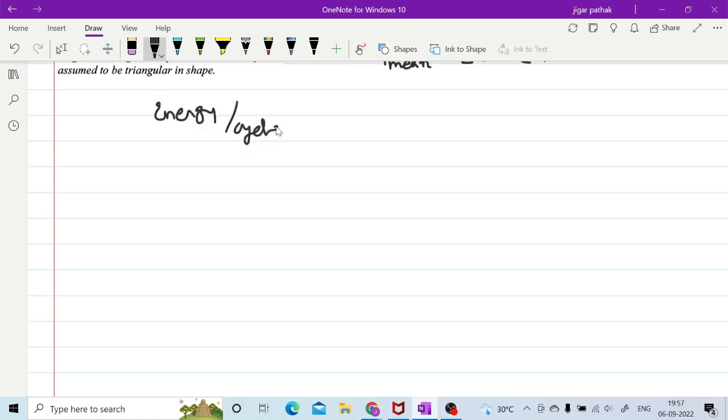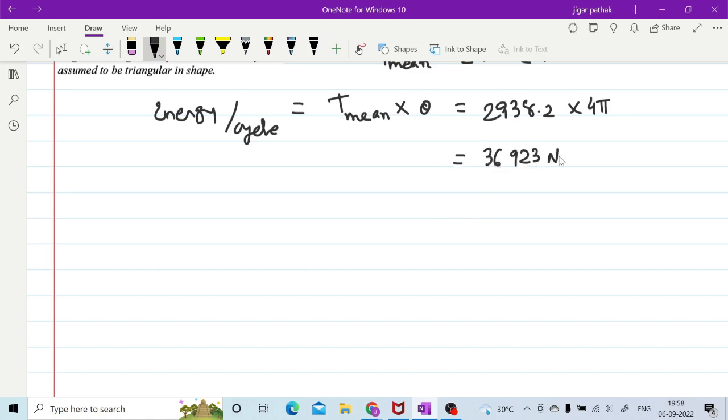Now if you have this T mean, energy per cycle can be calculated with this T mean into theta of the cycle. What is cycle theta? That is 4 pi angle. So 2938.2 into 4 pi will be the energy per cycle. That is 36923 Newton meter.